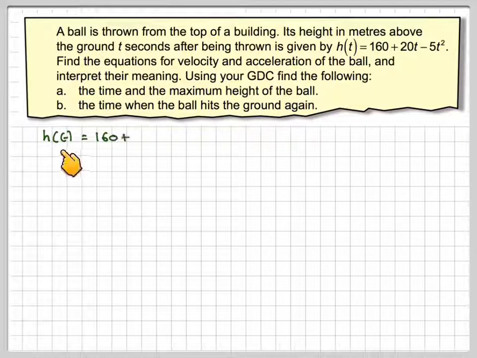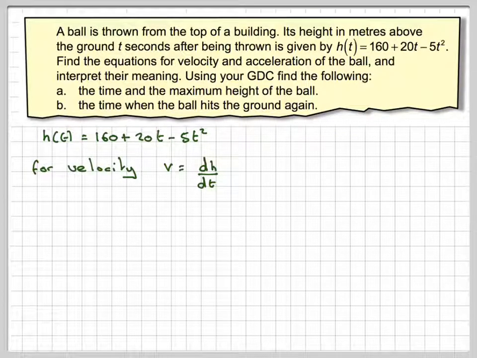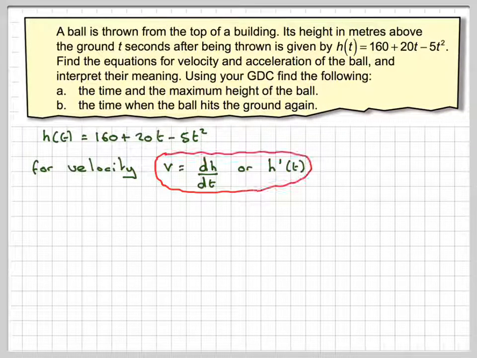So we got this function h of t is 160 plus 20t minus 5t squared. So this represents the height above the ground, so it's a distance thing. Now, velocity is the rate of change of displacement with time. So for velocity, you have to differentiate the function, because v will be dh over dt, which we can also write as h dashed of t.